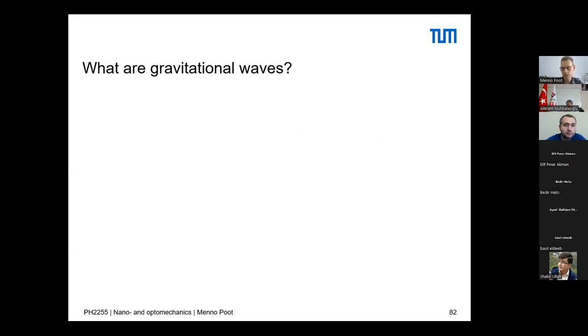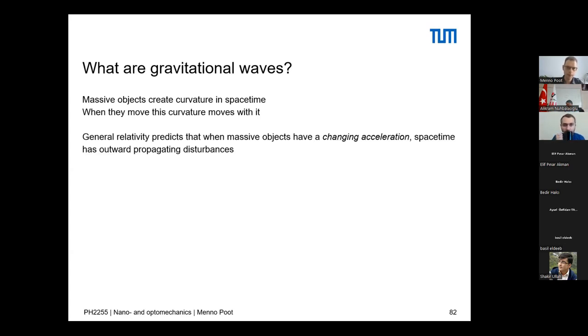So what are gravitational waves? Gravitational waves are created by massive objects that create curvature in space-time. And that basically means that when these massive objects are moving through space, they will take part of this curvature along with it. And now general relativity predicts that when these massive objects have a changing acceleration, then there will be outward propagating disturbances of space-time. In other words, we have gravitational waves that are being emitted.